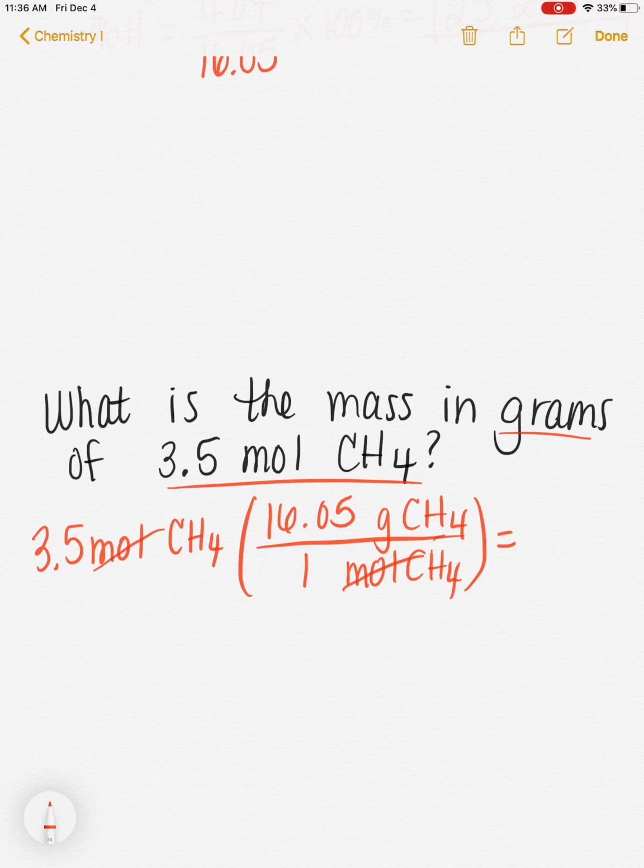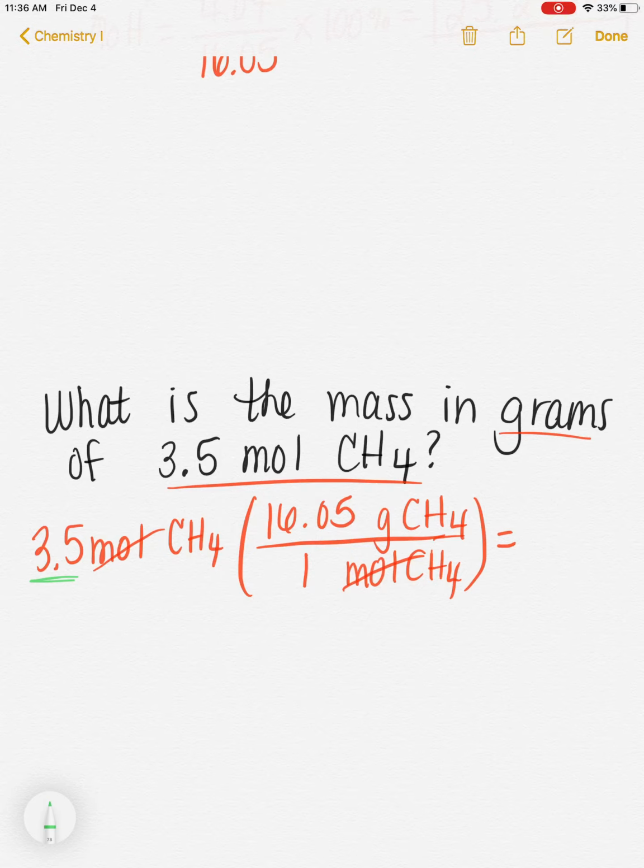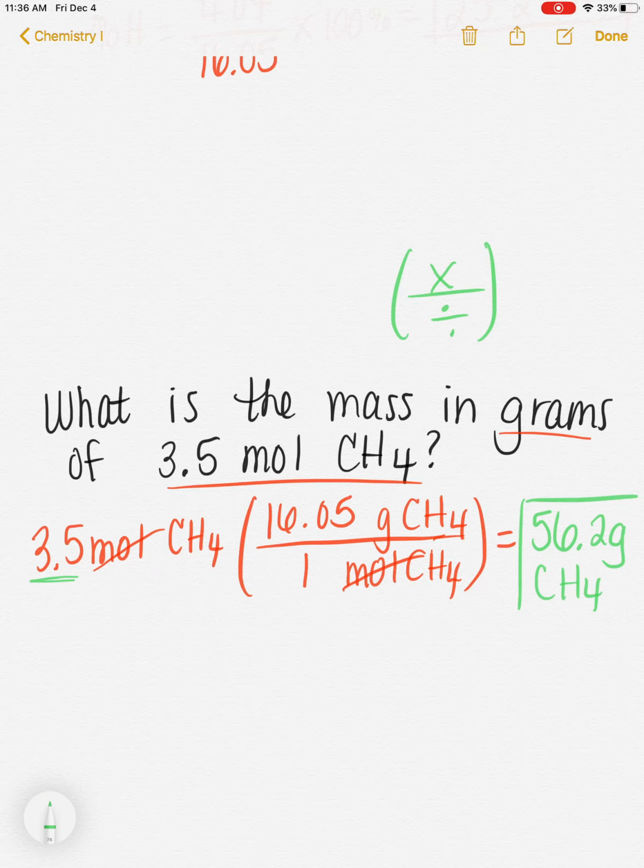On your calculator, to solve this, you will begin by plugging in the 3.5, since that's the number we started with. I should multiply by 16.05 because remember, you always multiply by the top number in the factor and divide by the bottom number. So 3.5 times 16.05 gives me 56.2, and I need a unit label of grams of methane. Excellent.